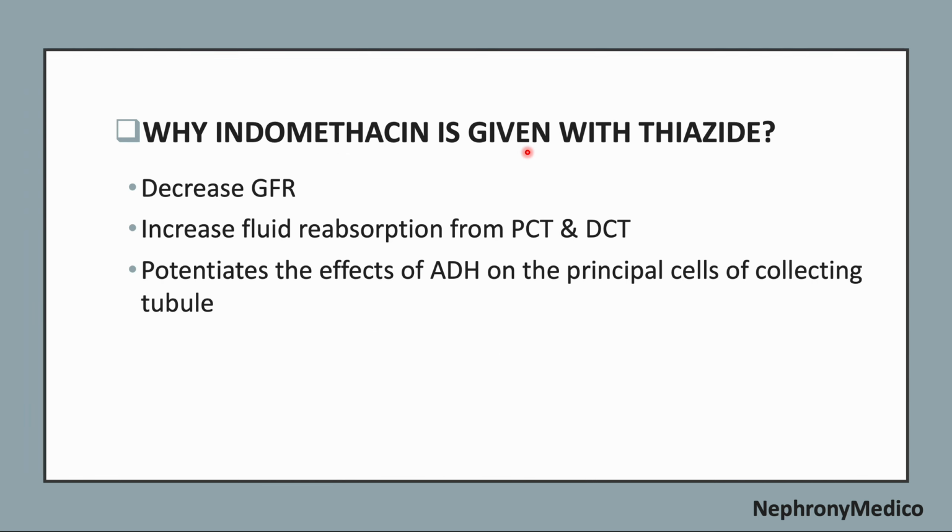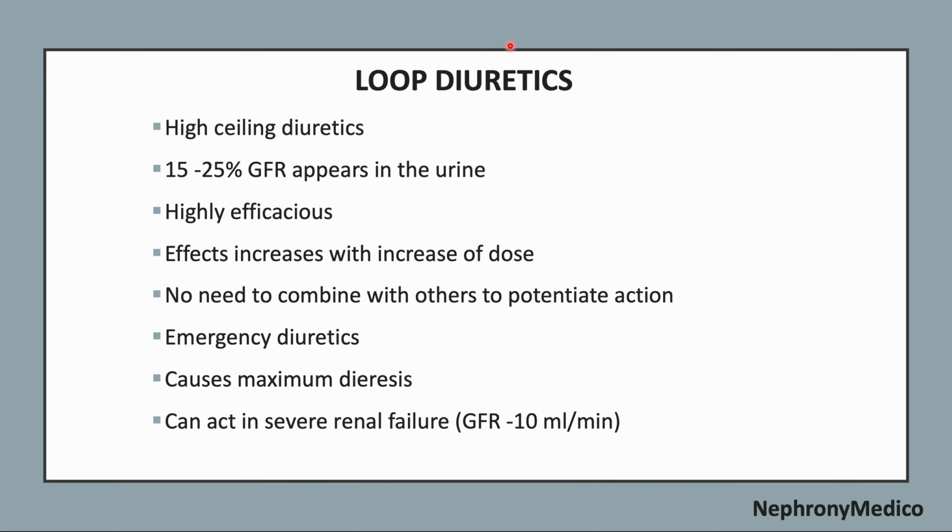Why is indomethacin given with thiazide? There is a decrease in the glomerular filtration rate, an increase in the fluid reabsorption from the PCT and DCT, and it potentiates the effects of the ADH on the principal cells of the collecting tubule. Now, let's talk about loop diuretics.